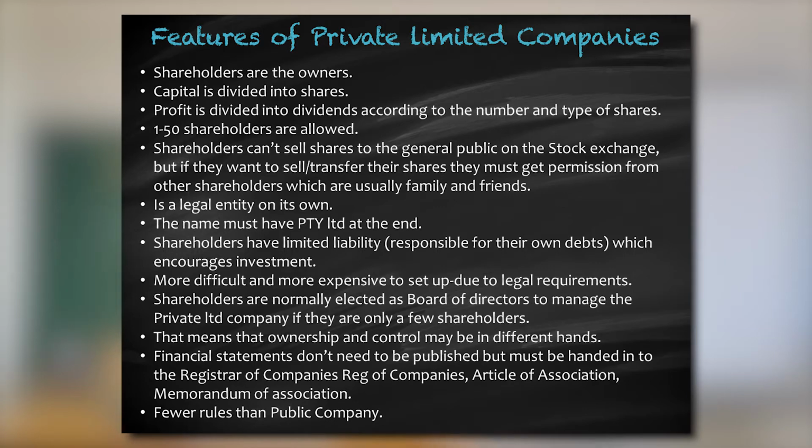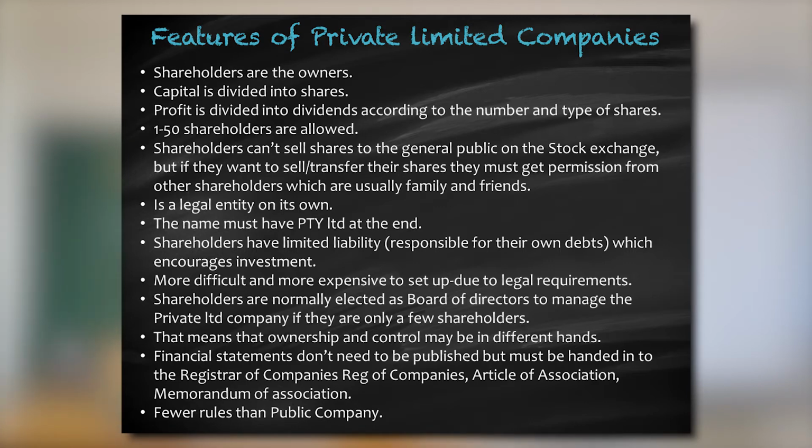And the only evidence we will have, if we give them capital, is that they will give us a share certificate that says you own share number 50 to 150 with your name on it. If you sell it, you will hand over the certificate to somebody else, who is then in possession of those shares. Profits are divided into dividends between the shareholders according to the number of shares and the type of shares they have. We will talk later on about the types of shares.